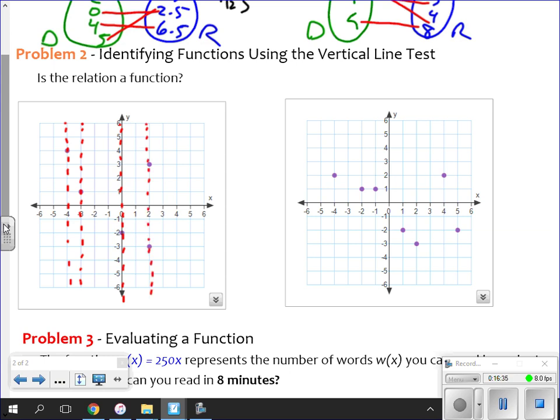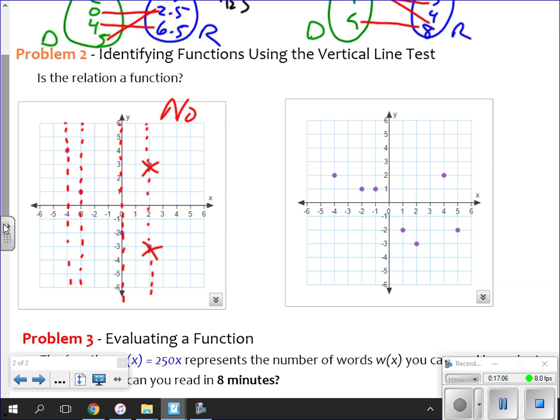So every dot has a vertical line on it. Do any of those vertical lines have more than one dot? Yeah, right here. Remember, the vertical line test is only one through each vertical line. I have a vertical line that has 2. This one failed the vertical line test, which means this one is not a function.